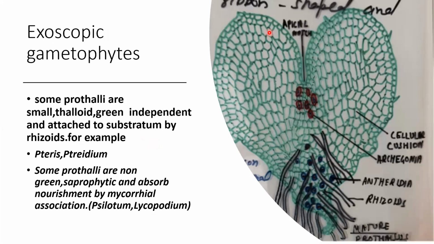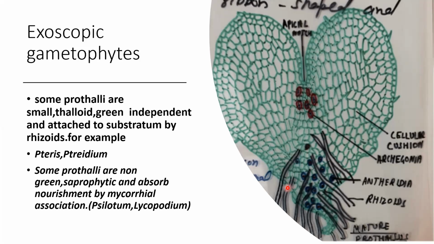Now, this is the exoscopic gametophyte of Pteris, or we also call it prothallus, heart shape. We have already discussed this is the female sex organ, and this is the male sex organ, attached to substratum by means of rhizoid, and this is green in color. Because it is green in color, this is autotrophic in mode of nourishment. This can make its own food, and rhizoids will help in absorption of water and minerals for the plant.